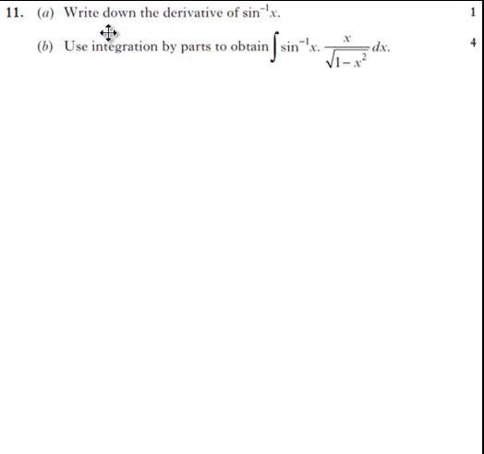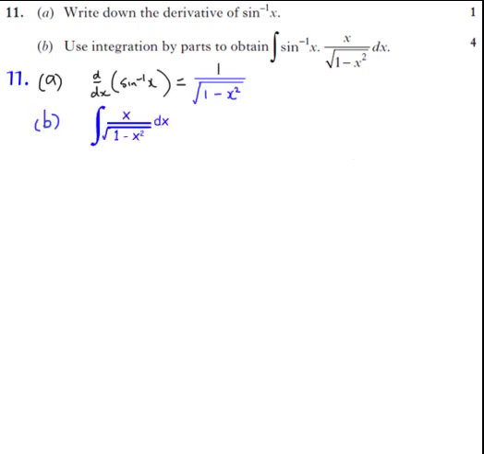Number 11, part A, we have to write down the derivative of sine inverse of x. So d by dx of sine inverse of x is 1 over the square root of 1 minus x squared. Part B, we have to use integration by parts to obtain the integral of sine inverse of x over the square root of 1 minus x squared.